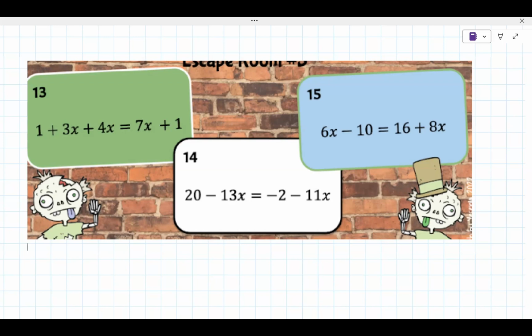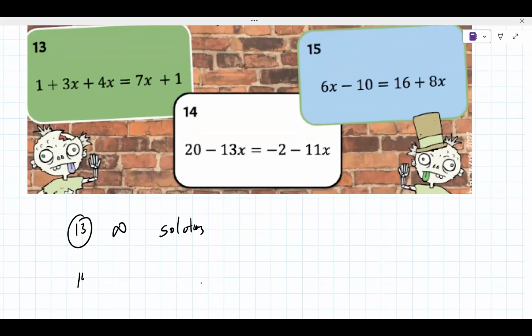Okay, so I got infinitely many solutions for the first one. For number 14, I got 11. So x equals 11. Make sure if you're writing that down, you write it like that. And then for 15, I got x equals -13.